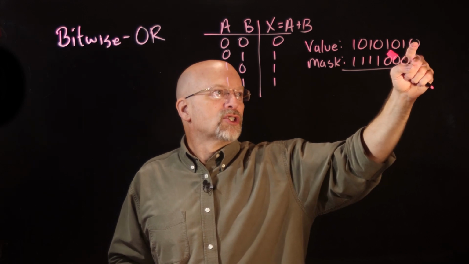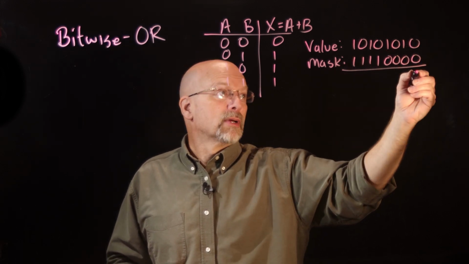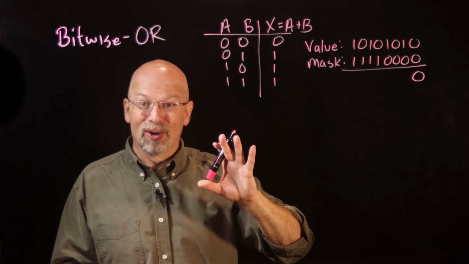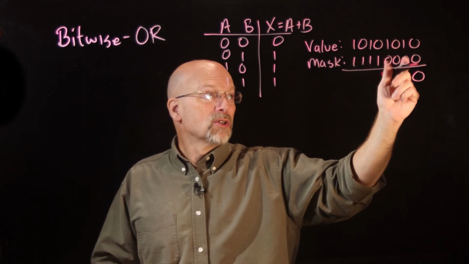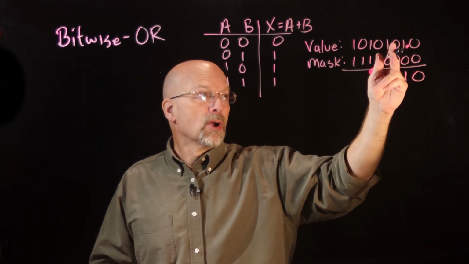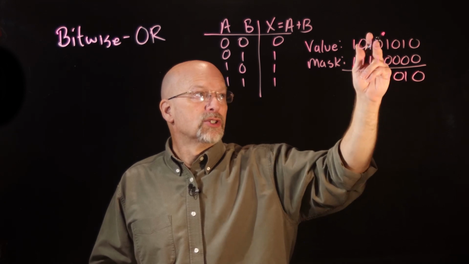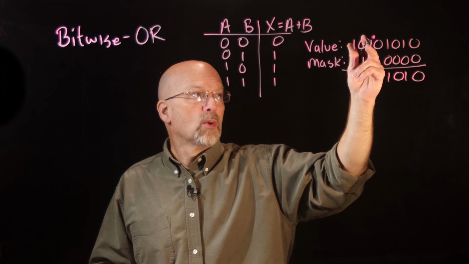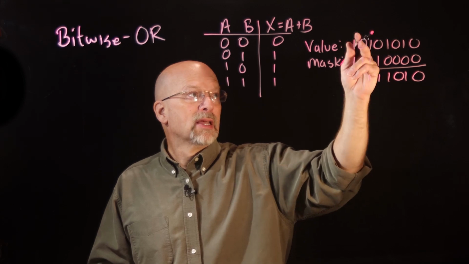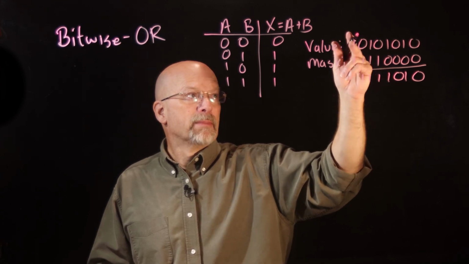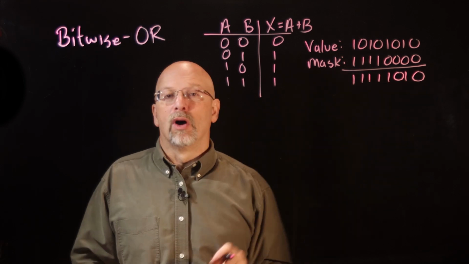So we've got 0 or 0. No ones, so there's a 0 on the output. 1 or 0 is 1. 0 or 0 is 0. 1 or 0 is 1. 0 or 1 is 1. 1 or 1 is 1. 0 or 1 is 1. 1 or 1 is 1.